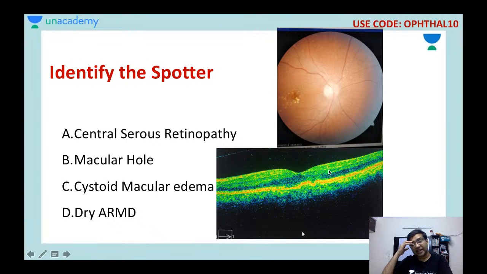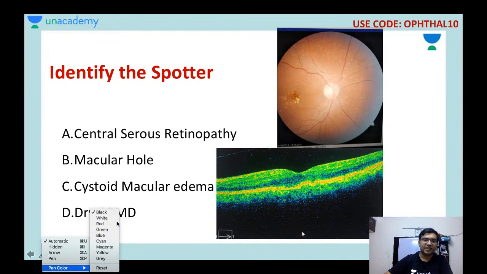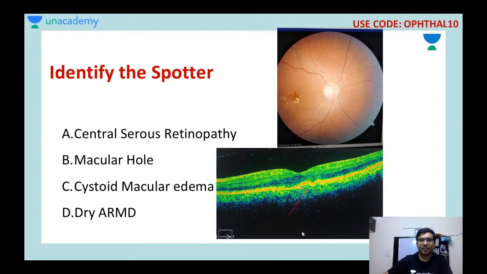So the next question is identify the spotter here. What you can see in this spotter is the fundus. In the fundus, there is a patient who has some yellowish areas around the center of the fundus, around the macular area. And in the OCT picture also, you can see that there is an elevation of the retinal pigment epithelium.